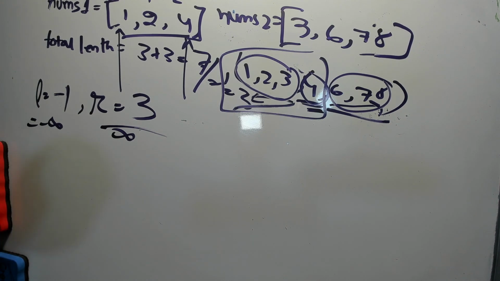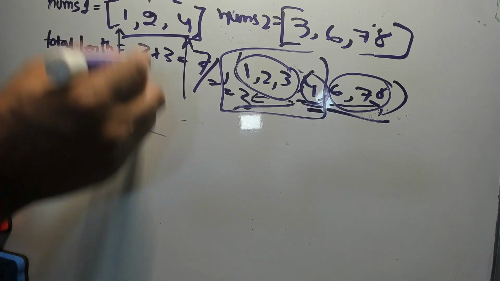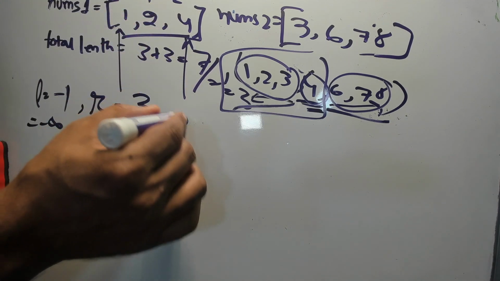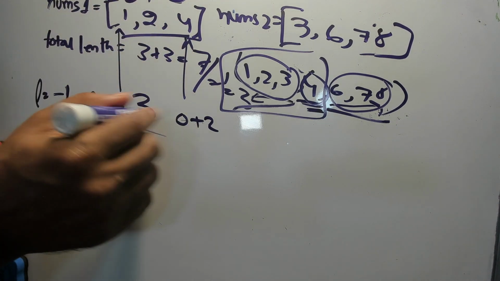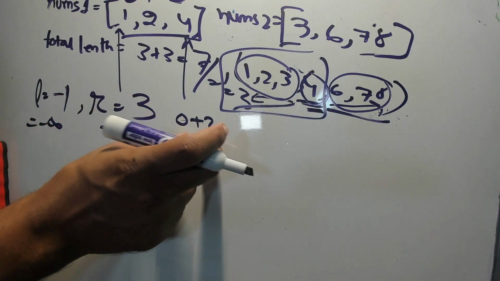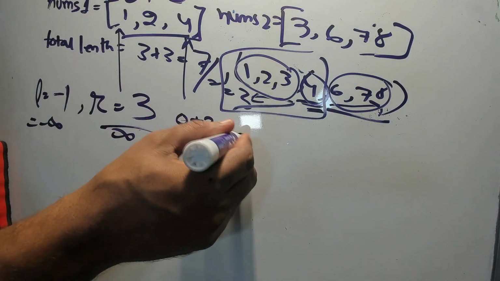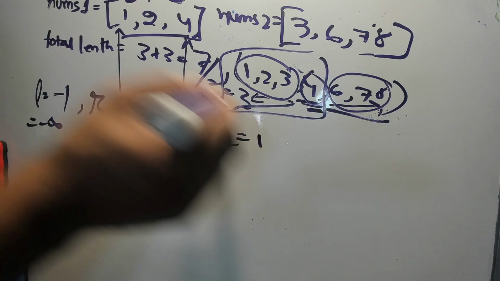Now if we calculate mid here, it will be 0 plus 2, or sorry, minus 1 plus 3, this is 2, or 0 plus 2 by 2, right? And that will become our 1.